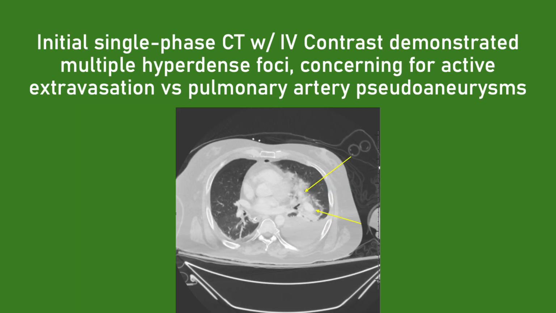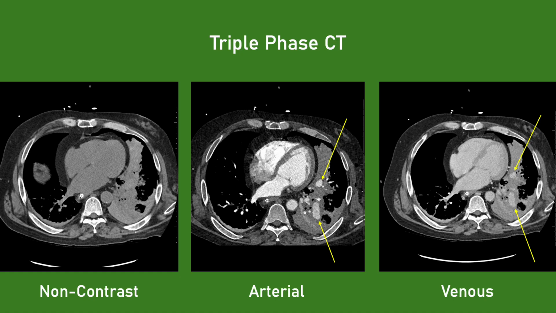Per our trauma services standard imaging protocol, this patient received a single-phase CT chest with IV contrast, which demonstrated multiple hyperdense foci in the left hilar region, which are indicated by these yellow arrows. These findings were concerning for active extravasation versus pulmonary artery pseudoaneurysms, which we were unable to differentiate between on a single-phase exam. The patient subsequently underwent a triple-phase CT for further evaluation.